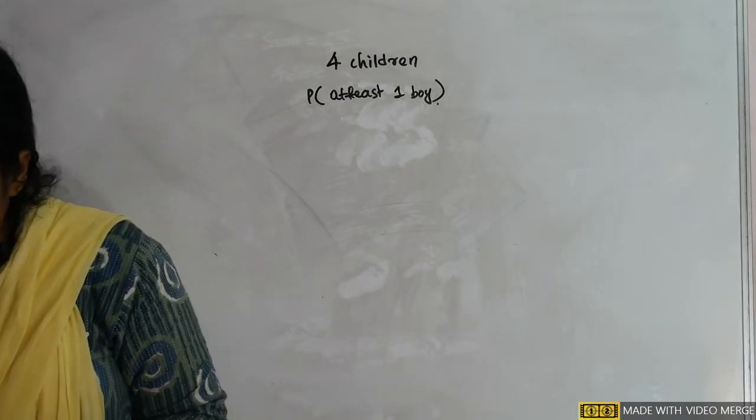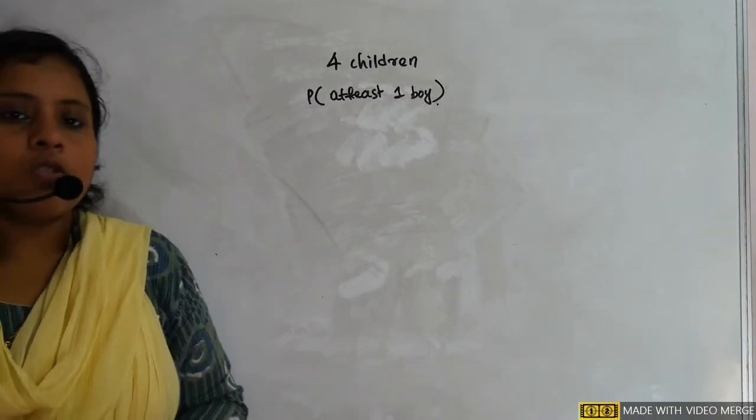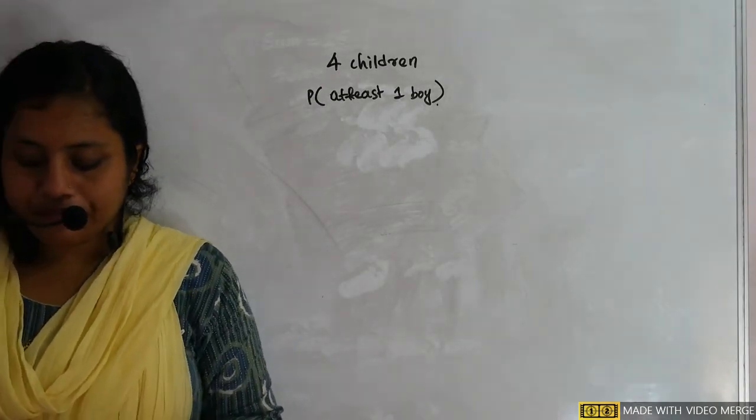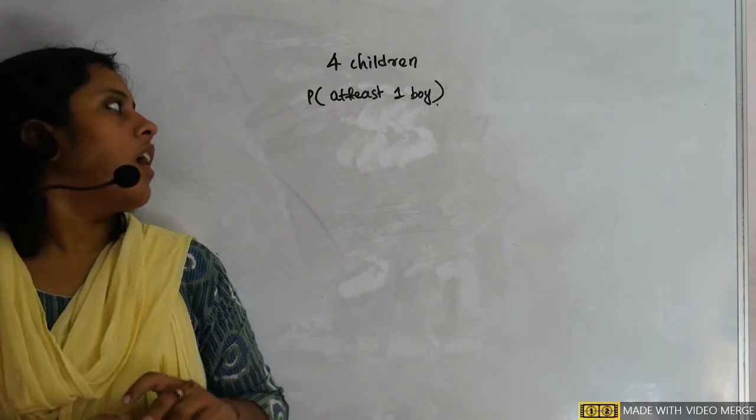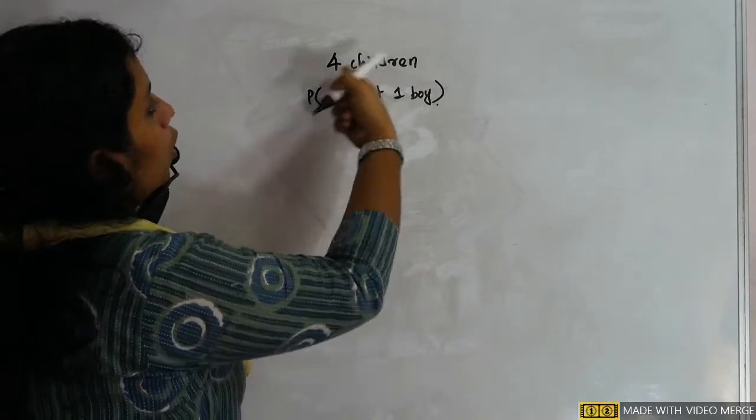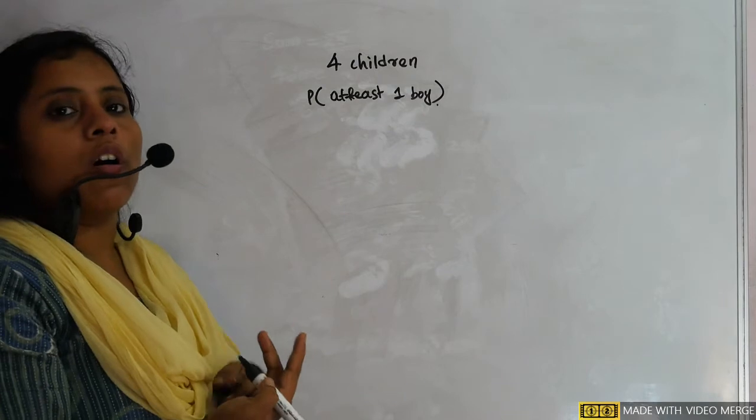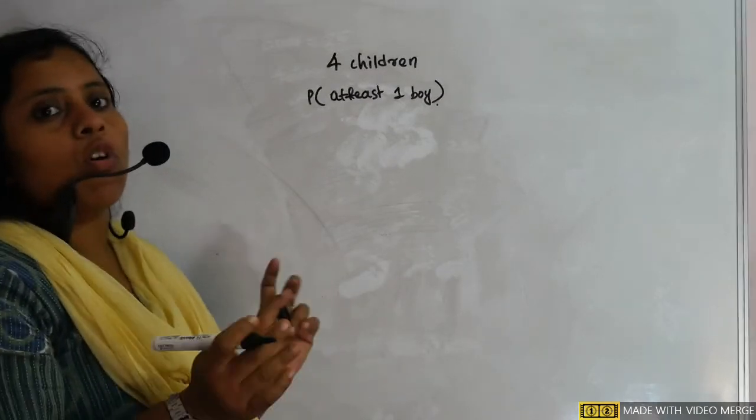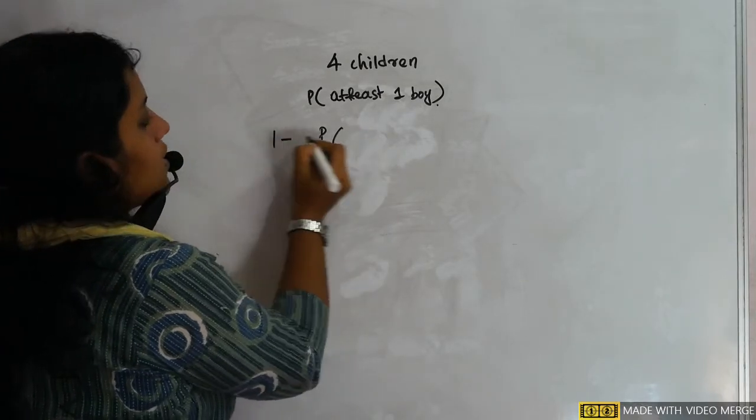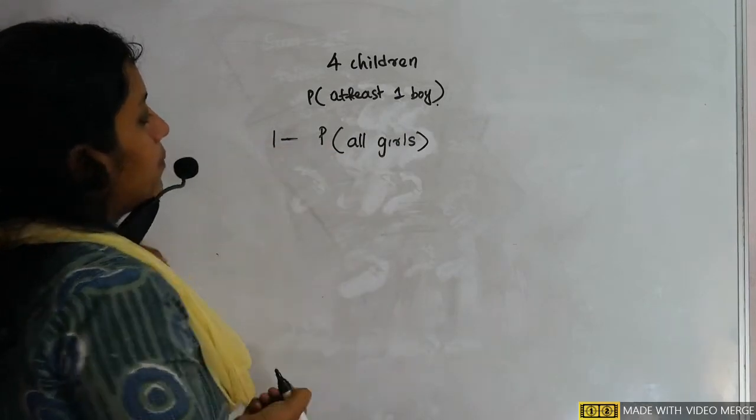Okay, so the family is having 4 children. How can we write this? The probability of at least one boy, meaning minimum one boy, can have one boy, 2 boys, 3 boys, or all 4 of them boys. So we can write it as 1 minus P of all girls, right? 1 minus P of all girls.